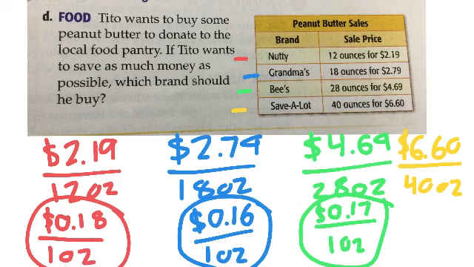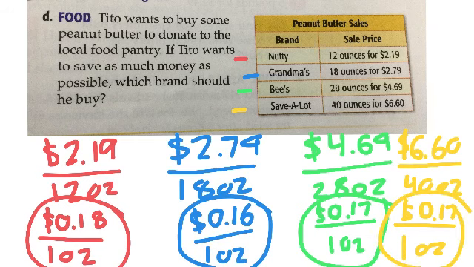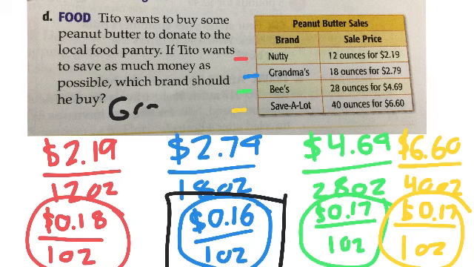Then the last one is the Save-A-Lot brand. So I would need to divide $6.60 by 40. When I do that, I get 0.165, which rounds up to 0.17. So it's, again, 17 cents an ounce. So the best price here would be the 16 cents an ounce price, which was Grandma's brand. So the brand that he should buy is Grandma's brand.